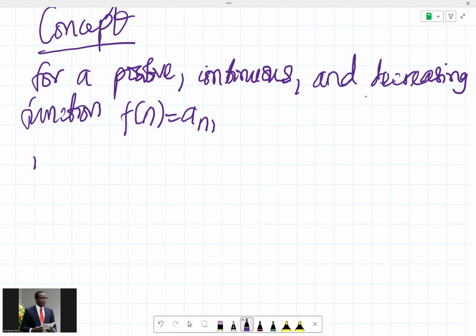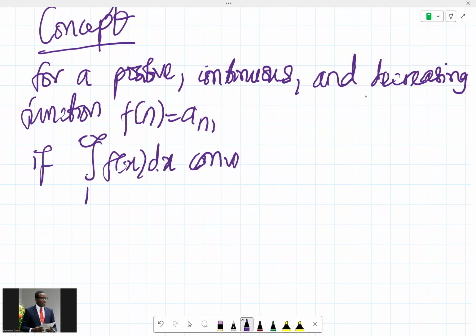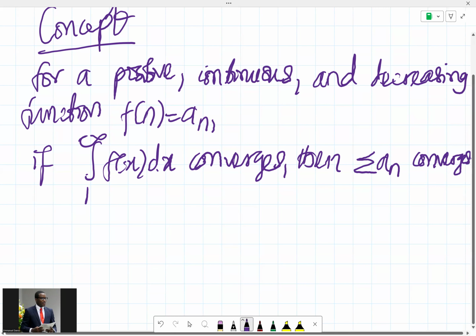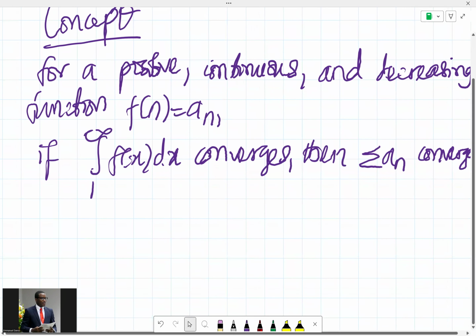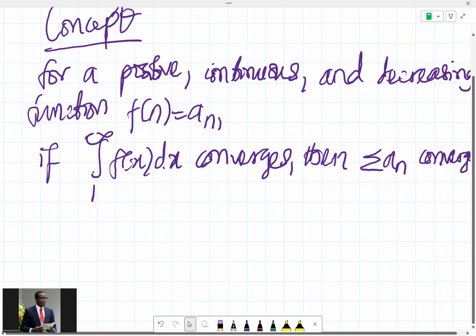If the integral from 1 to infinity of f of x dx converges, then we can say that the summation, that is the series of a_n, also converges. So that's a simple concept there. All right, then it converges.